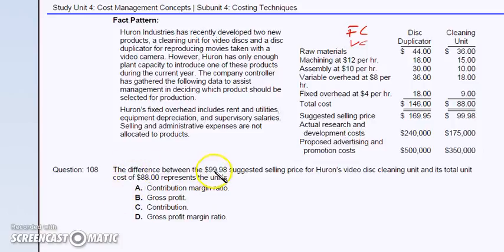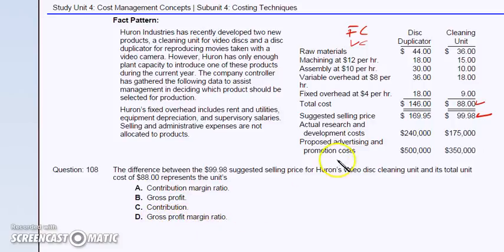The difference between the $99.98 suggested selling price, which is basically given over here, for H company's video disc cleaning unit, and its total unit cost. So what is the total unit cost? Okay, this is the total unit cost, and the difference represents what? Is it contribution margin ratio, gross profit, contribution, or gross profit margin ratio, right?